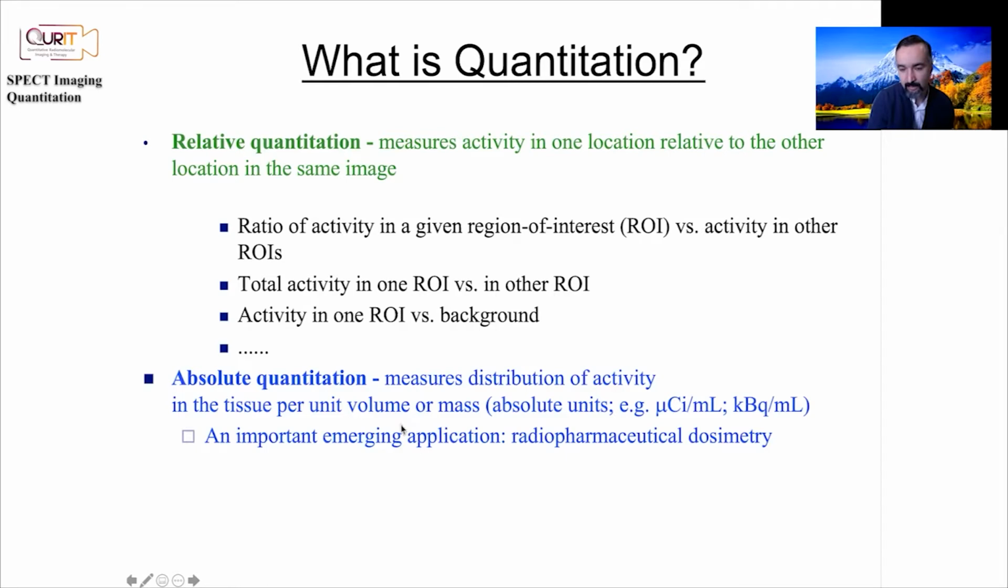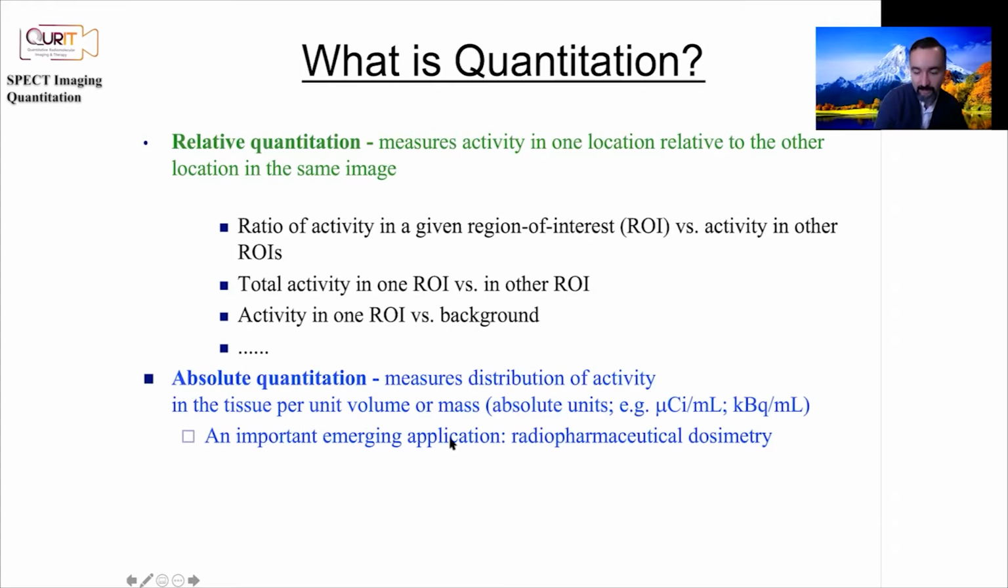Relative perfusion imaging, for example, in the heart has been important. More and more people have wanted to get rid of artifacts in the images and to make relative perfusion more reliable. But even in the heart, there's been interest in absolute quantification, right? That allows you to look at myocardial blood flow and coronary flow reserve and things like that. So in the heart, both are interesting.